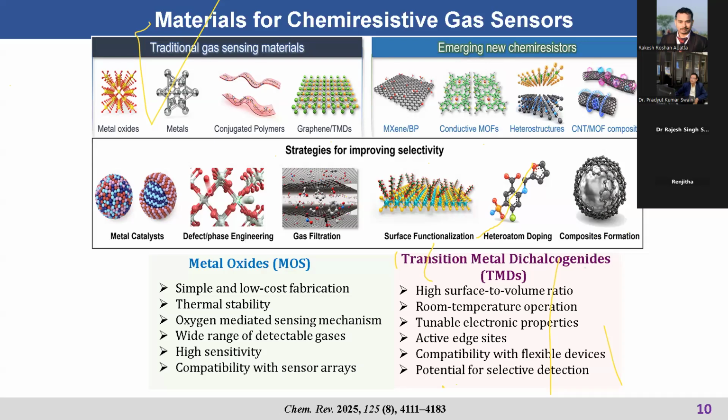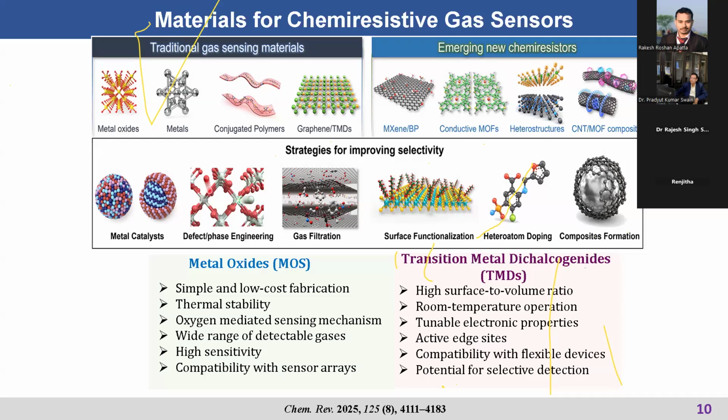Okay, sir. There is another question. Which optimization strategy is most promising for room temperature, low power gas sensing? Good question, actually. It is very difficult to say which strategy will be suitable for room temperature. But from my experience, I would say that for certain gases, room temperature sensing is possible.